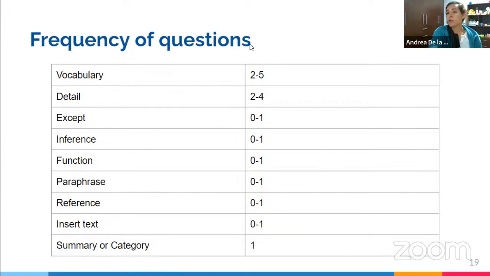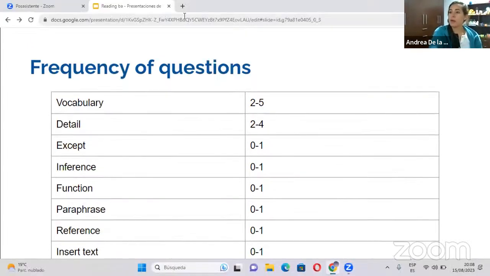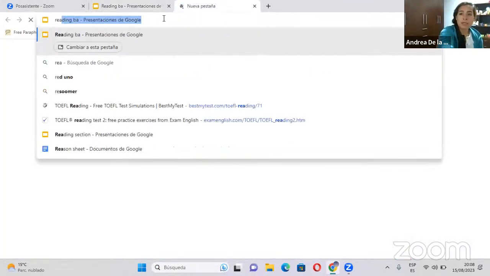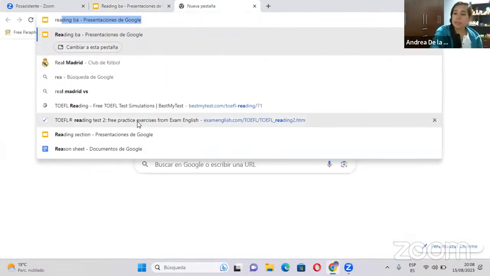Some questions are more frequent than others. Algunas preguntas son más frecuentes, aparecen más. For example, vocabulary and detail questions are the most frequent ones. But all of them are important because you have at least one of them in every passage. So we're going to see question by question, and we're going to practice question by question as well. And in order to do that, we're going to be using this reading practice from the ETS. It's official from the ETS.